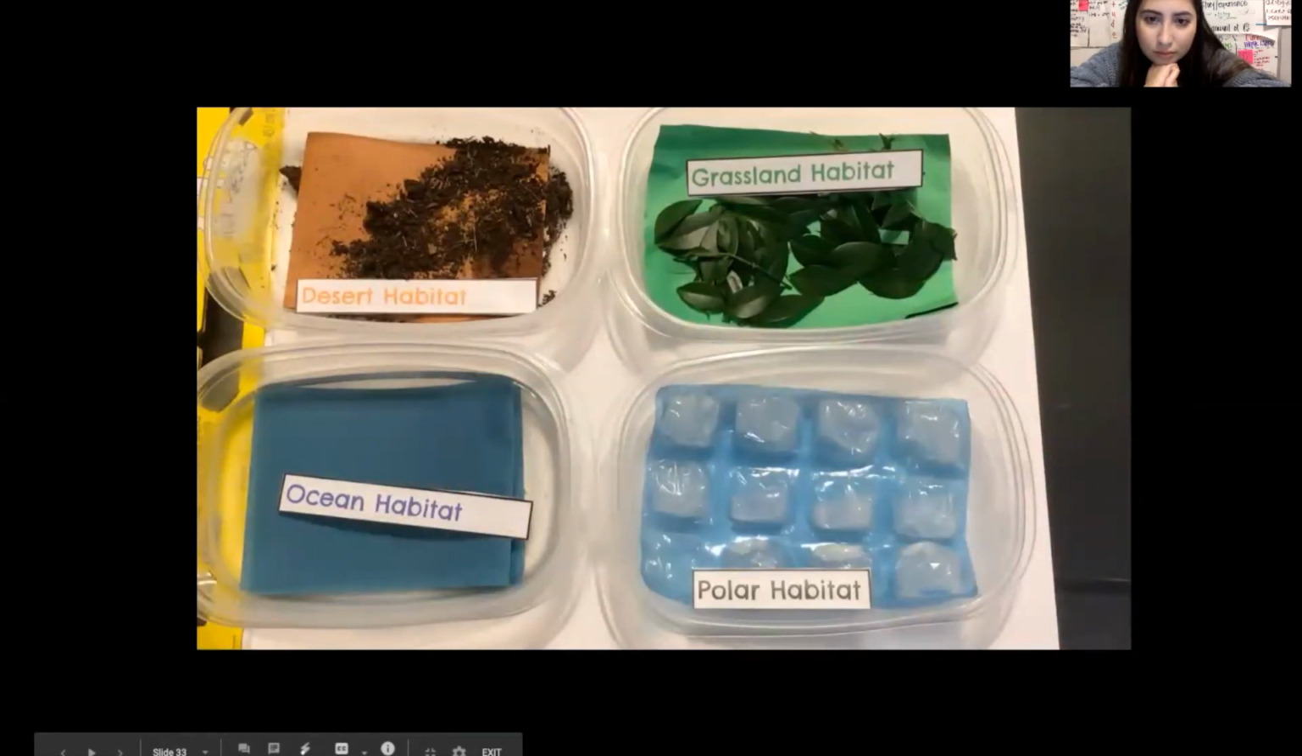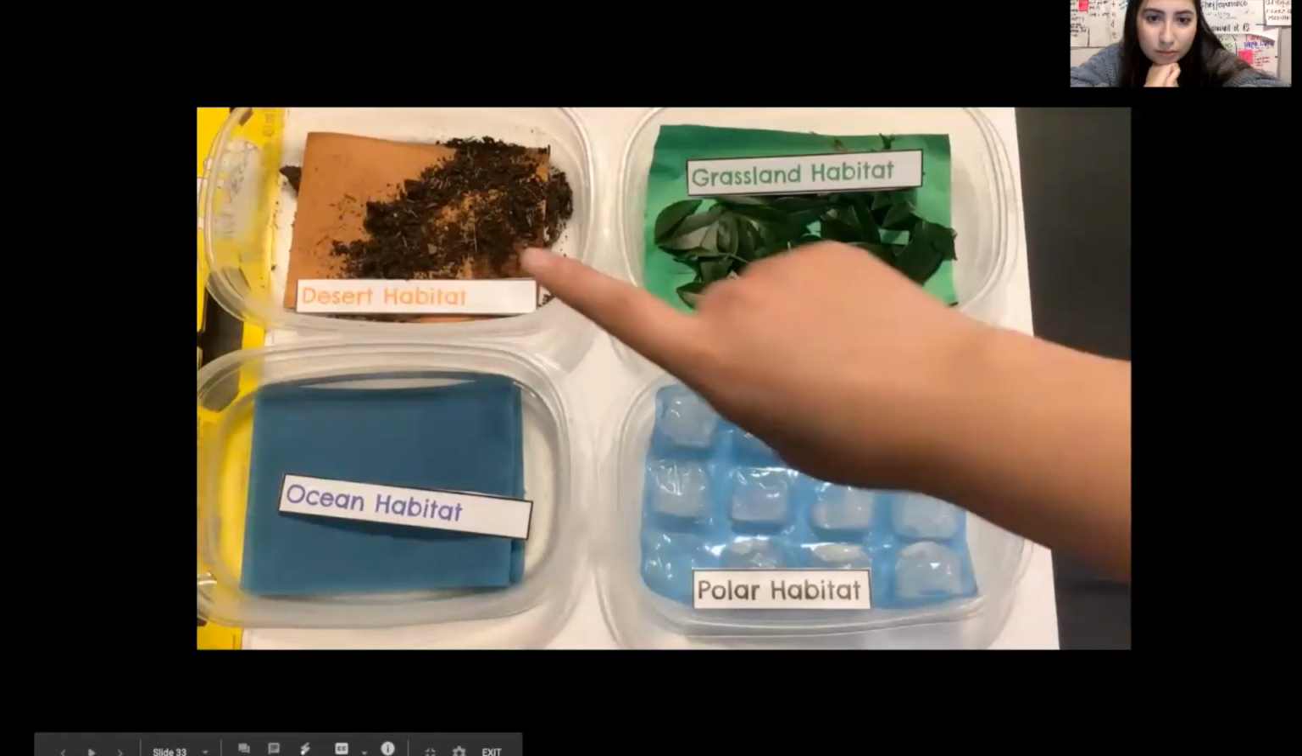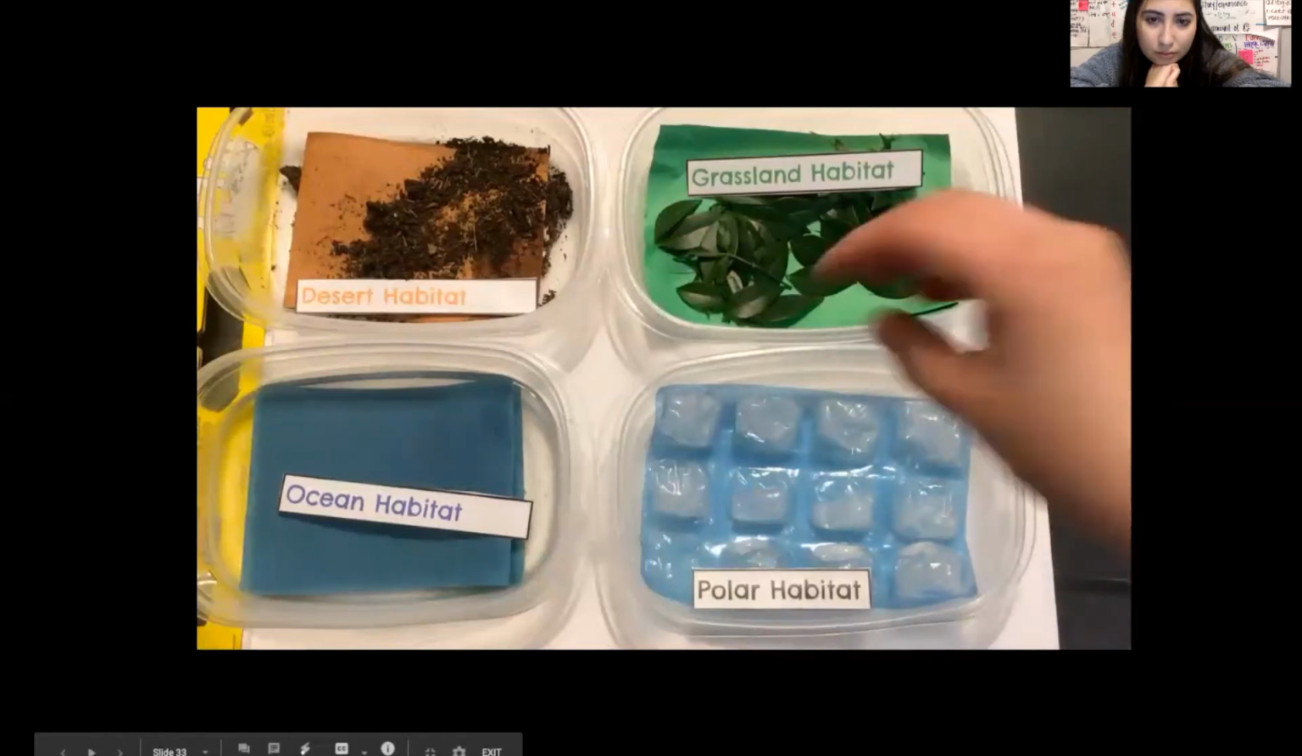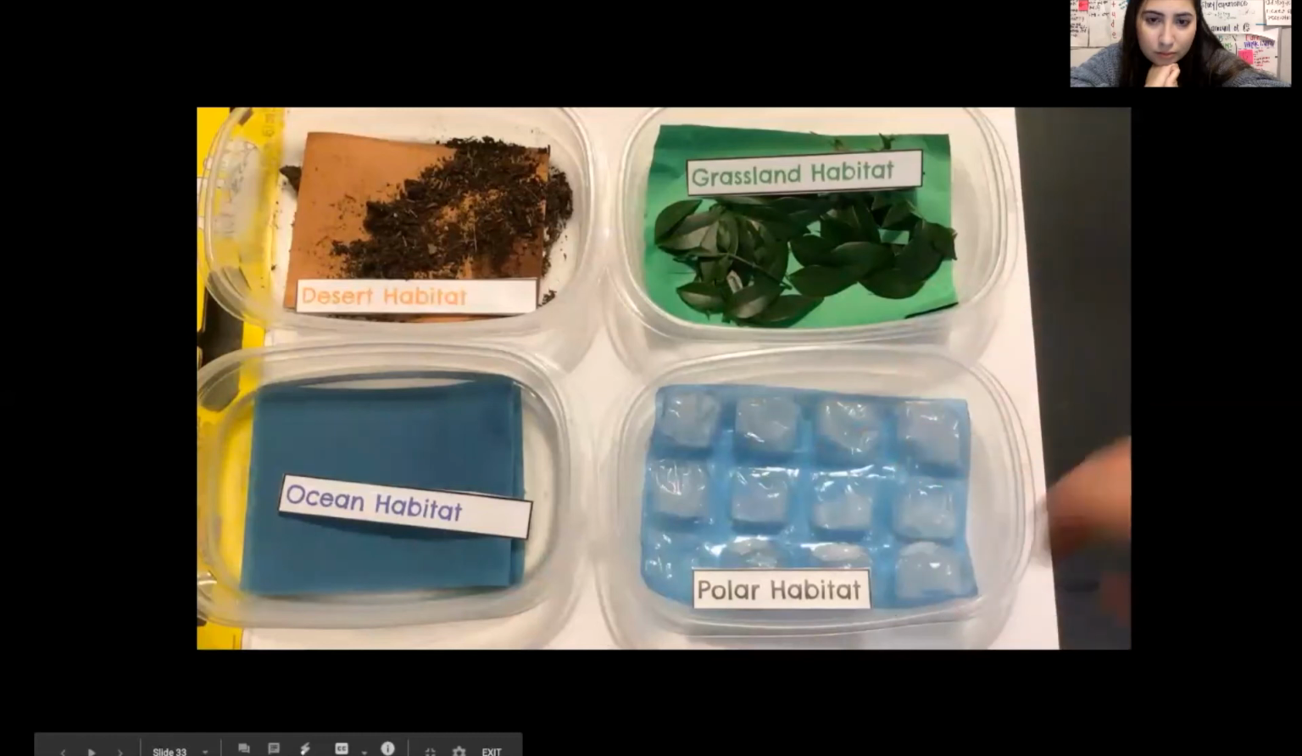So what you see that I have here is 1, 2, 3, 4 boxes. And inside each box, well, this one is actually a Tupperware, but if you have a box, a Tupperware, or even a tray, you can do this as well. But what you will see in my 4 Tupperware is that I put materials that look very similar to the materials I would find in the 4 habitats.